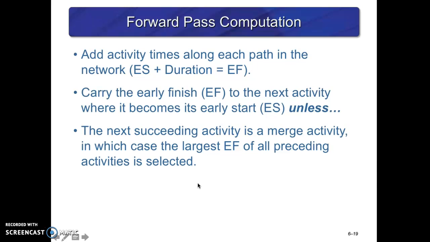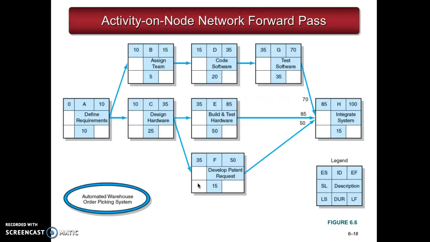Let me show you what I mean by that. So here you have early start 0, because that's the start node, and then there's a duration. So 0 plus 10 will be your early finish. Now you carry over your early finish to the following activities. So you put 10 as the early start of activity B and 10 for activity C. And then 10 plus 5 becomes 15, and 10 plus 25 becomes 35, right?